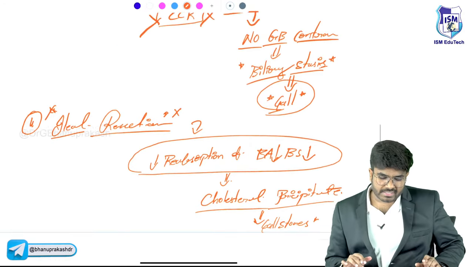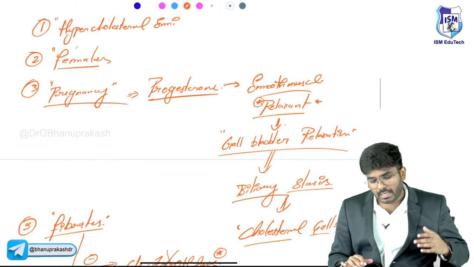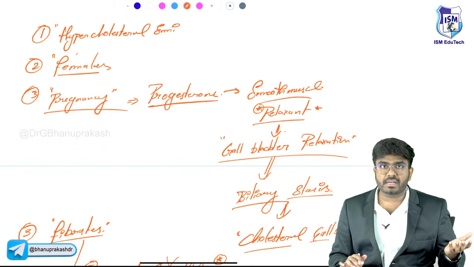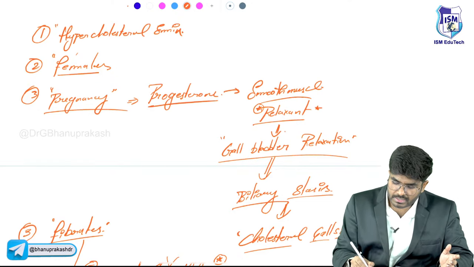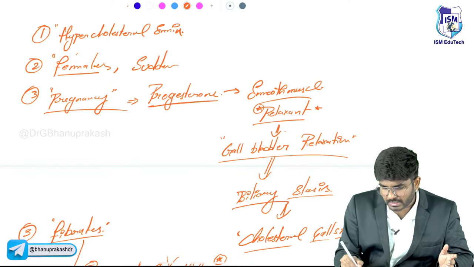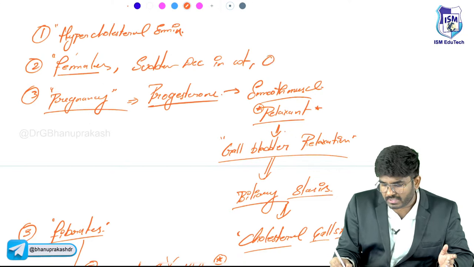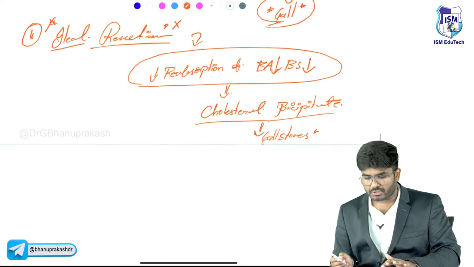So, ileal resection is a risk factor, total parenteral nutrition is a risk factor, using drugs like fibrates, and pregnancy is a risk factor, female sex is a risk factor, hypercholesterolemias, and sudden decrease in weight, obesity. All these are risk factors for gallstones.